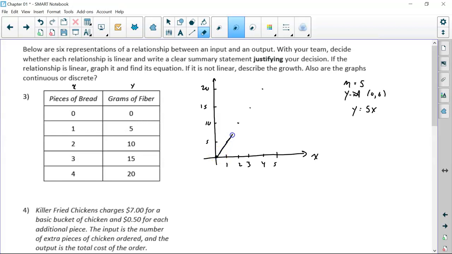We can actually keep going in that form. Because you can have even just a tiny little bite of bread, not even a piece, not even a quarter of a piece. So this is continuous. We connect all the points, continuous.